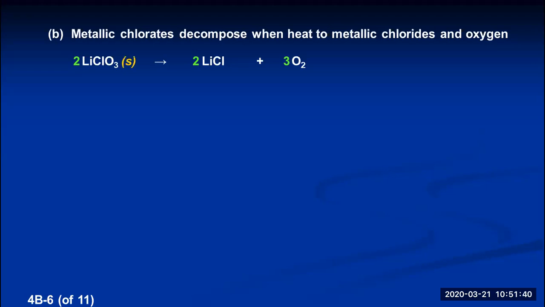The lithium chlorate is a solid. It's an ionic compound. They all have high melting points, so they're going to be solids. The lithium chloride we would predict would be a solid because that's an ionic compound as well that has a high melting point, and oxygen is a gas.